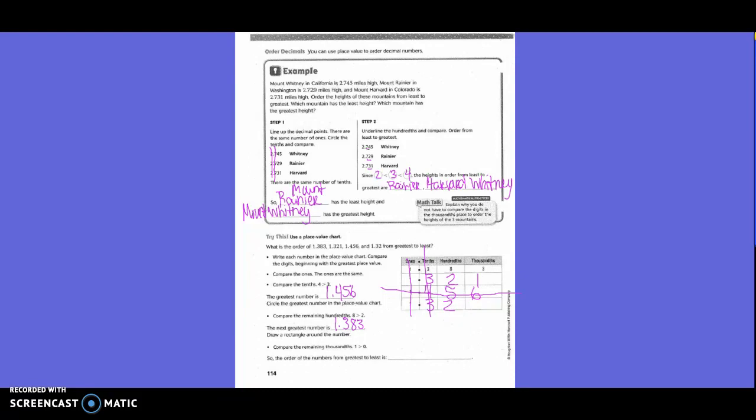Then we need to compare the next one. Compare the remaining. So we've already used this one, right? So now we have these two left. Now we need to compare the remaining thousandths. So basically these are similar now, right? The 2, so we can get rid of that line. So now we're comparing a 1 to a 0. So 1 is greater than 0. So the order of the numbers, so we would list what? 1 and 456 thousandths.